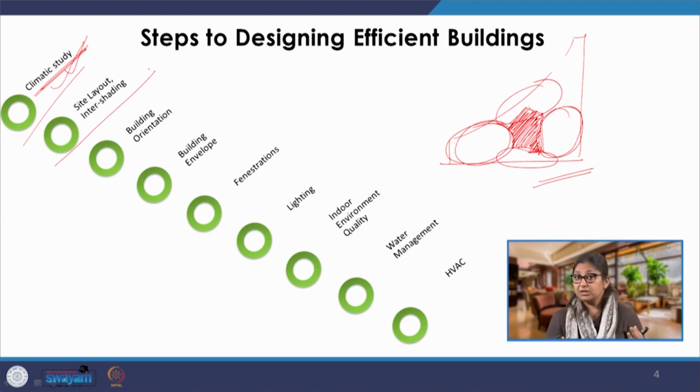When will we need more shading? When there is a lot of sun, but we need to cut off that sun. When do we not need intershading? Is when we have a lot of sun and we also need a lot of sun, that is in a cold climate. Based upon this climate study, we will first do the site layout and intershading.